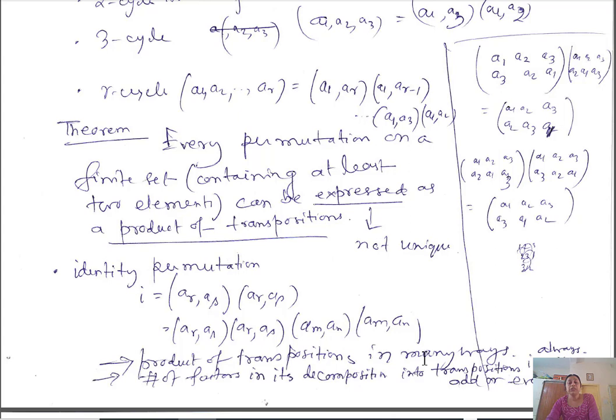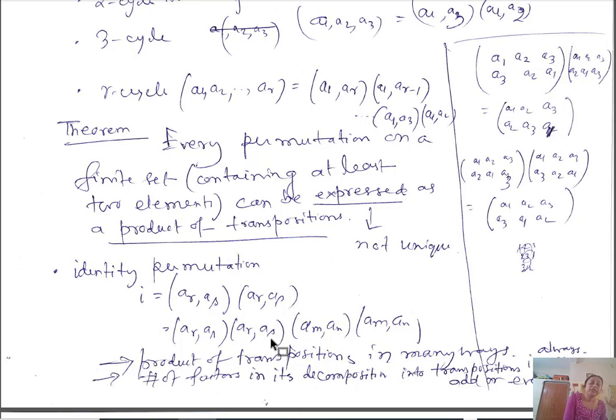The product of transpositions can be in different ways, but the number of factors in its decomposition is either even or odd. That's why a permutation is either an even or an odd permutation. Depending on whether it is represented as a product of an odd or even number of transpositions, it is an odd permutation or an even permutation.